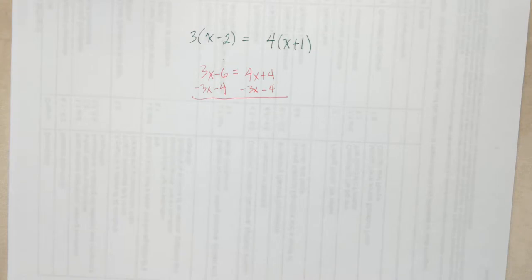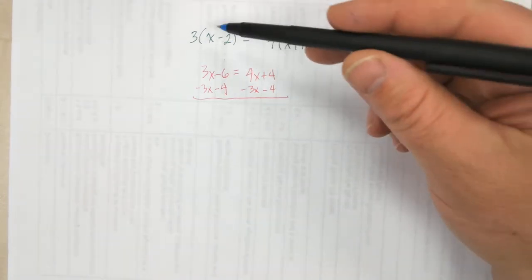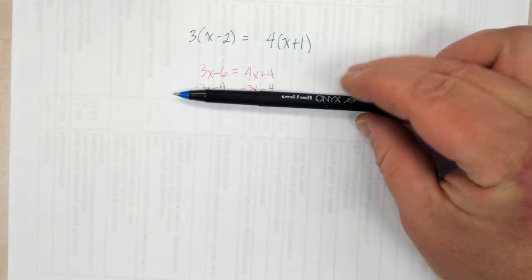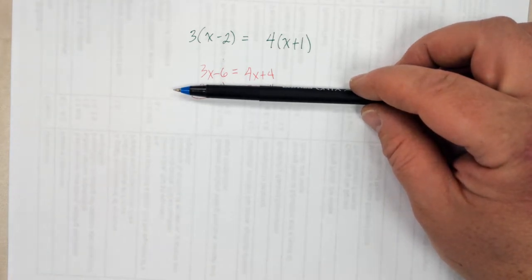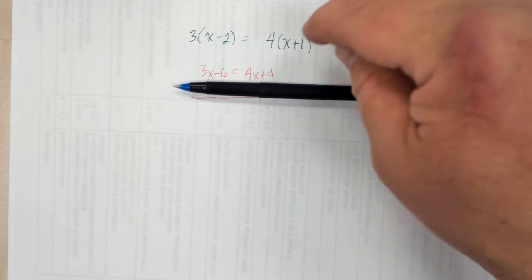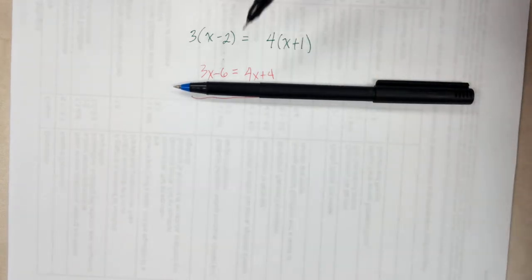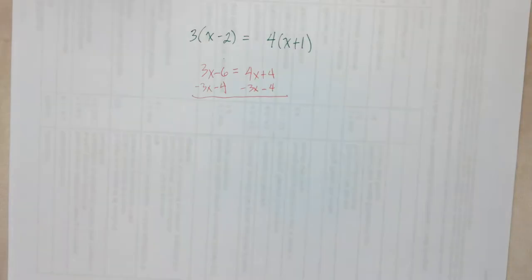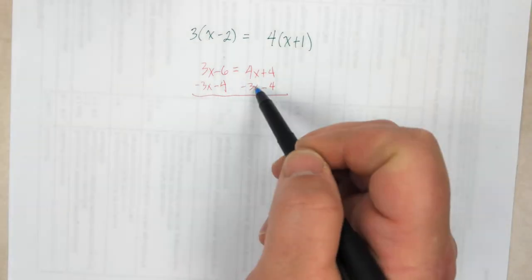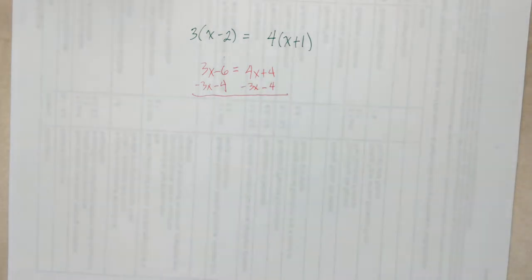So here's what I did. Here's how I do this one. So after I distribute, let's cover that part up. So you have 3x minus 6 and then 4x plus 4, right? So this one is smaller, so I'm going to move that to the other side. But then if I think about it, I also know that if I move this to the other side over here, then I also have to move this to the left. So I'm going to do both at once. Do you see? Subtract 3x from both sides and subtract 4, all at one time.